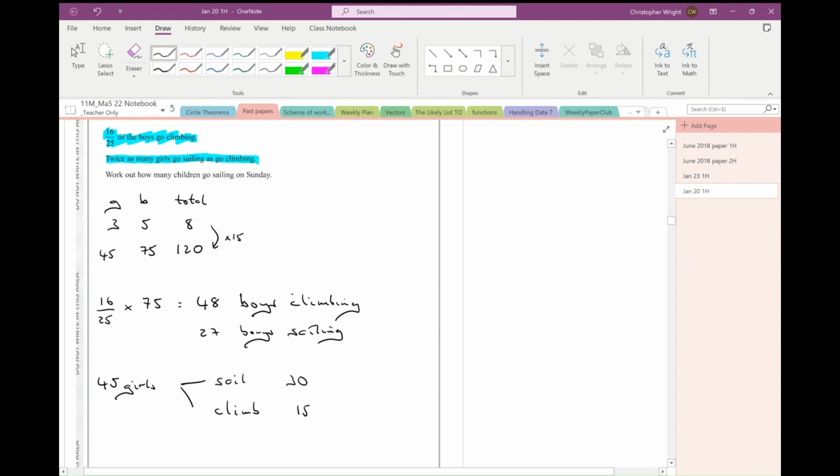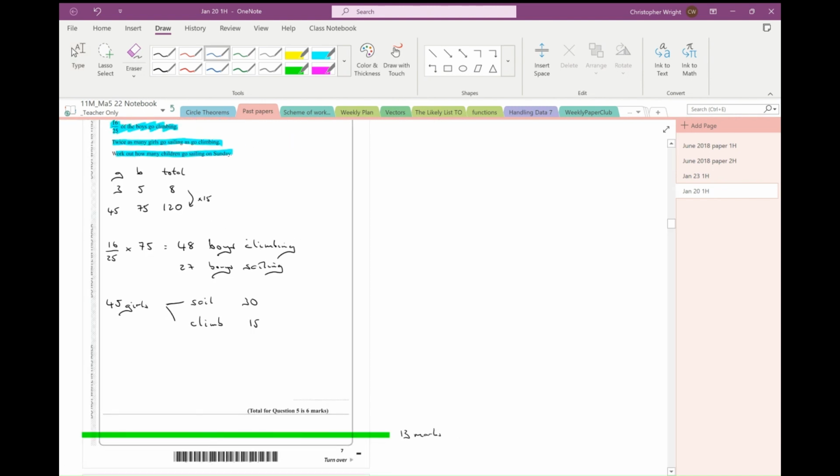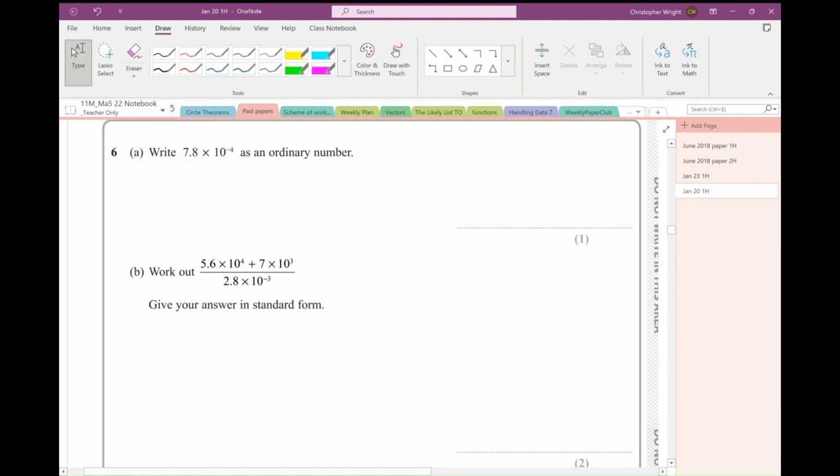Okay. Right, work out how many children go sailing on Sunday. That's the question, isn't it? So I better answer that one. So sailing is going to be 30 girls plus 27 boys equals 57. 57.